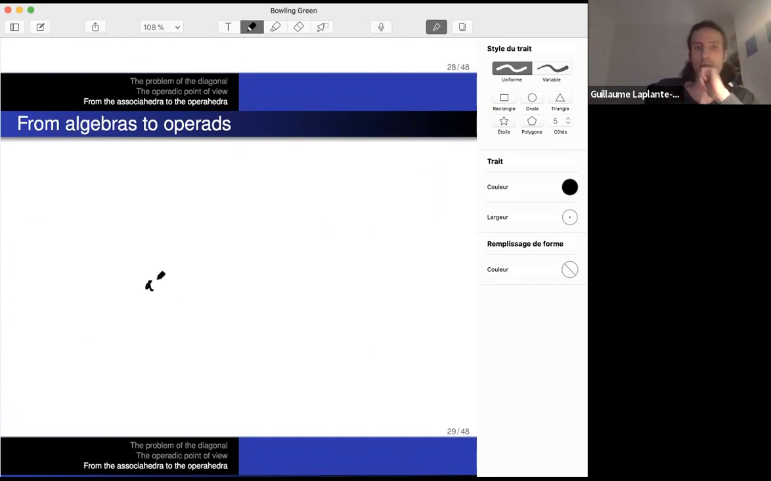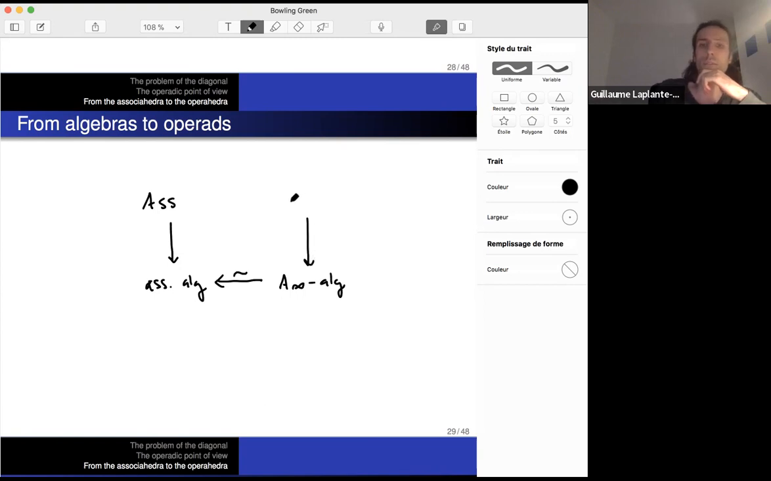So we've talked about associative algebras, and we said that they were encoded by the associative operad. We also said that there were A infinity algebras, so algebras associative up to homotopy, which were encoded by an operad A infinity. And it turns out that this A infinity is a resolution, the minimal resolution of the associative operad.